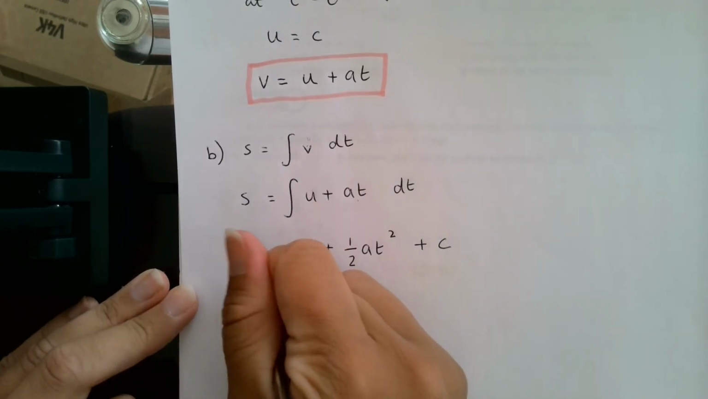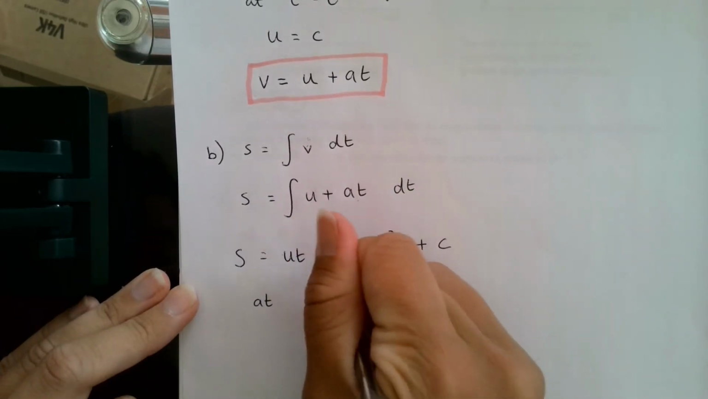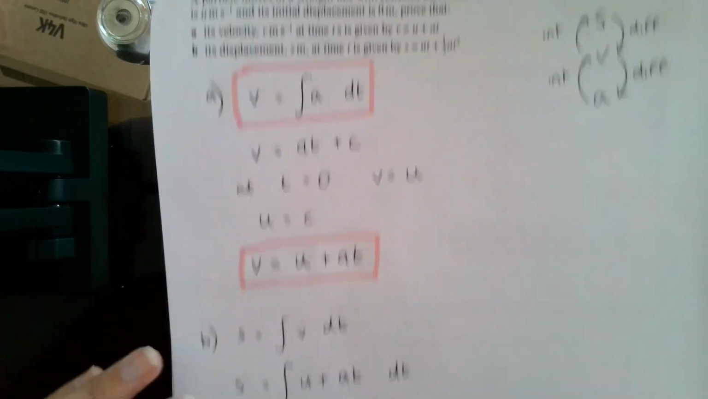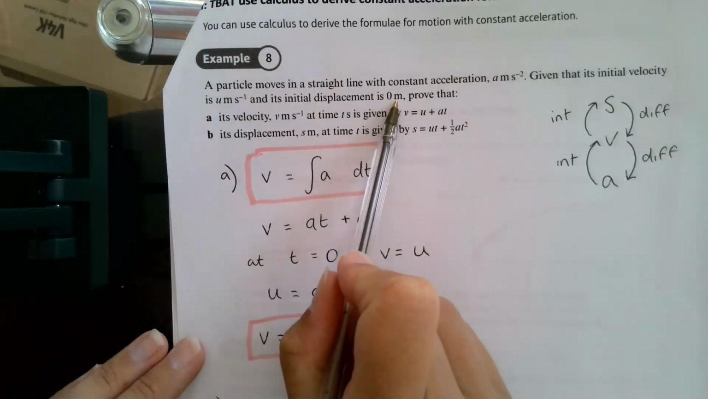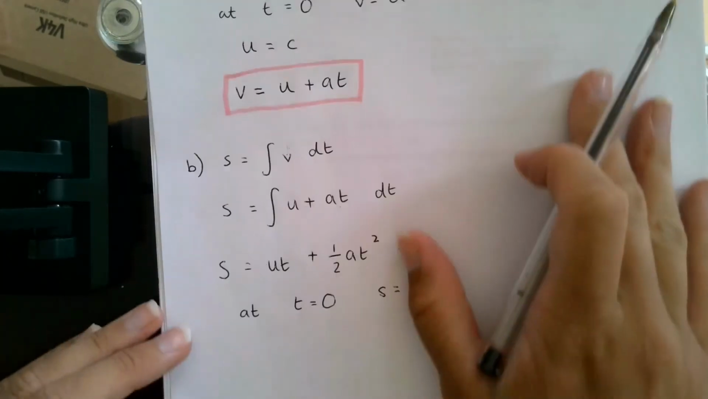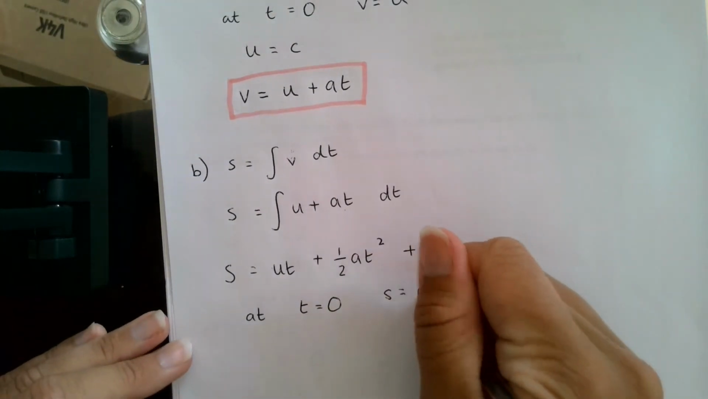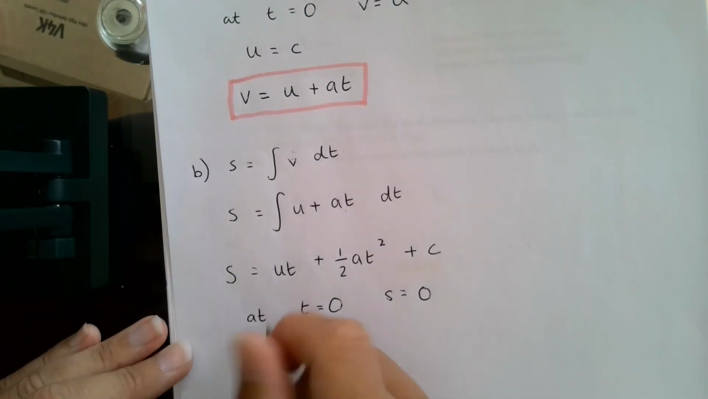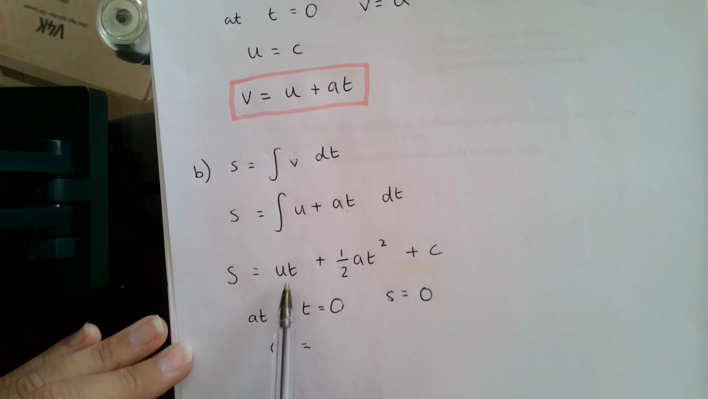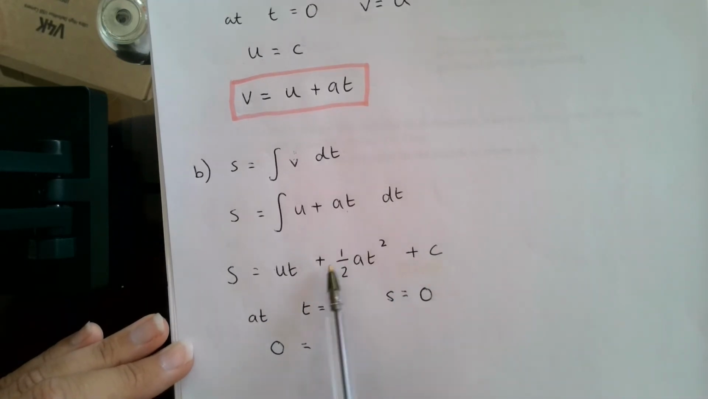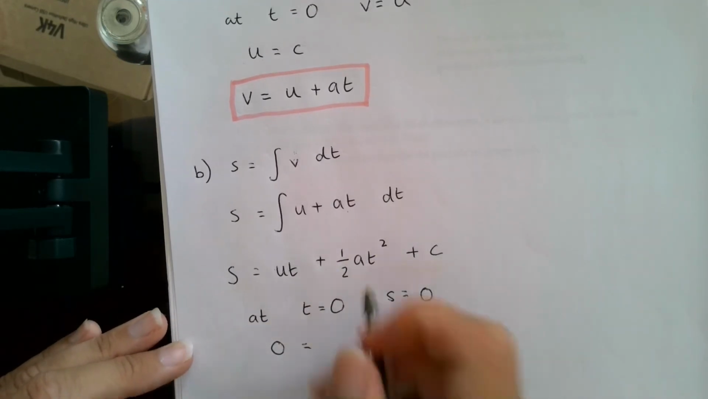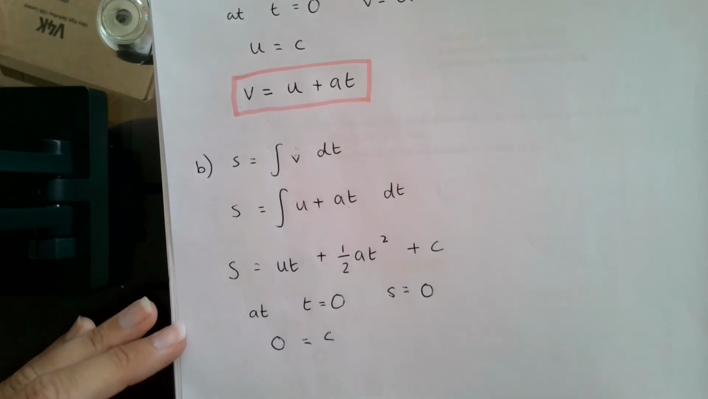Now we do have some conditions. At t is 0, I know that the displacement in the question is 0. The initial displacement was 0 meters. So at t is 0, s is 0. So let's sub that in. S is 0. So u times 0, that will disappear. A times 0 squared, that will disappear. And so I get that c is equal to 0.